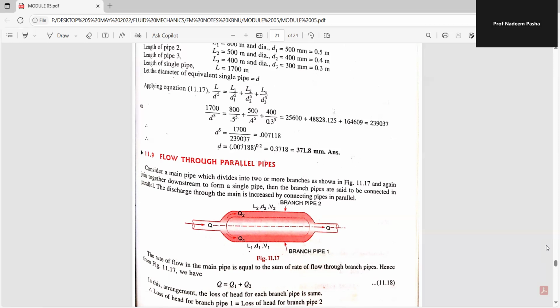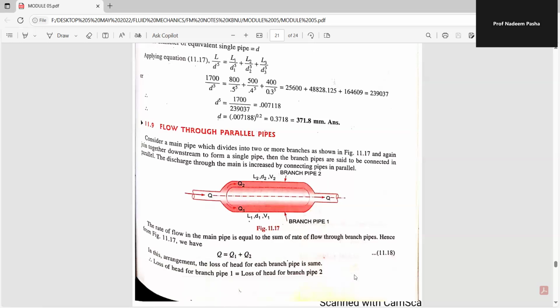See here, the diagram itself gives a clear explanation about pipes in parallel. So when we say pipes are arranged in parallel, suppose a main pipe is divided into two more branches as shown in the figure and joined together downstream to form a single pipe, then the branch pipes are said to be connected in parallel. Suppose branch pipe 1 is there and branch pipe 2; this is first a single pipe only. It is cut into two halves. After that, it is joined downstream. Then these two pipes are said to be connected in parallel. And the discharge of the main pipe can be increased by connecting the pipes in parallel. So it is a good method.